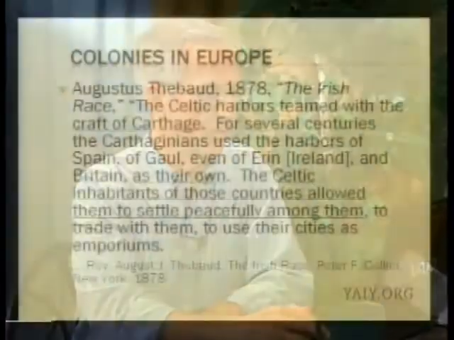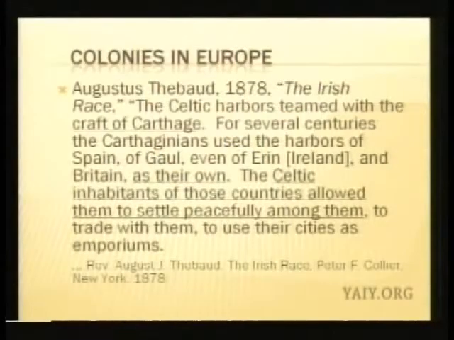There were colonies in Europe. An author in 1878 wrote, "The Celtic harbors teemed with craft of Carthage." For several centuries, Carthaginians used the harbors up in that area. The Celtic inhabitants of those countries allowed them to settle peaceably among them. Why? I submit they were kinfolks.